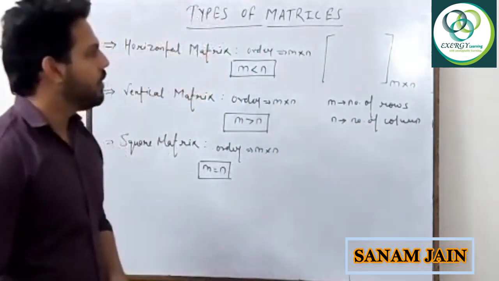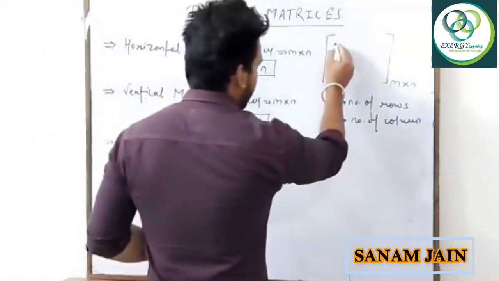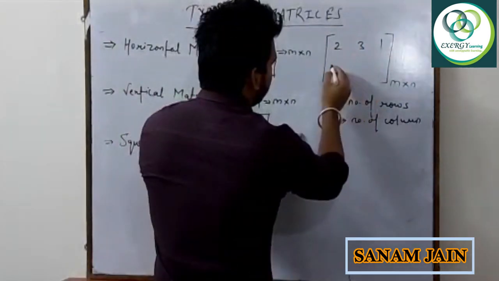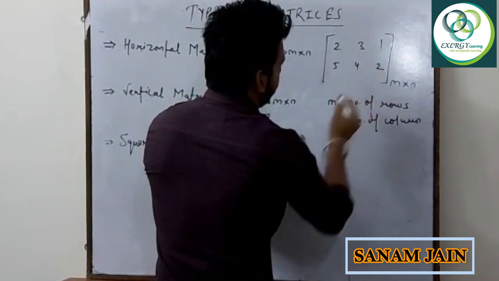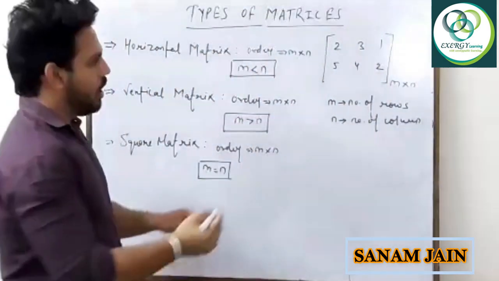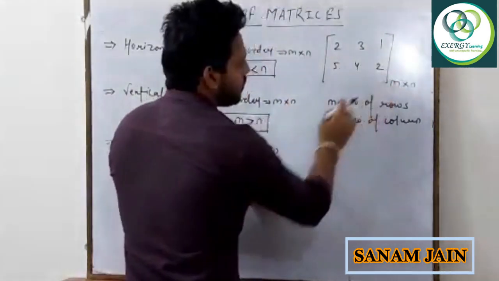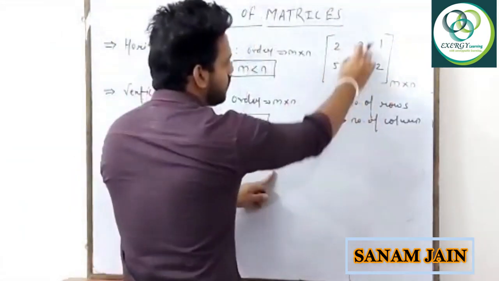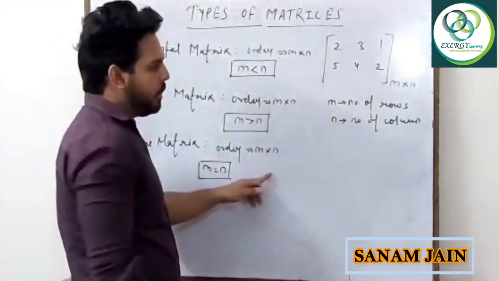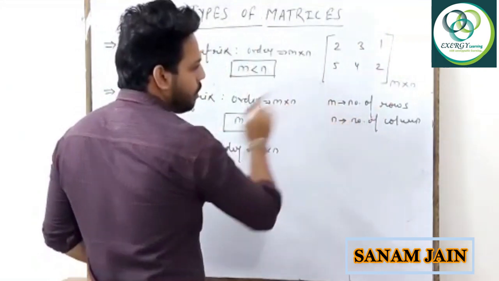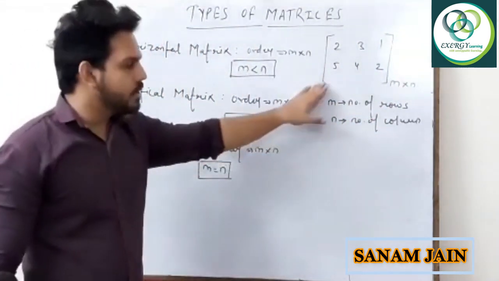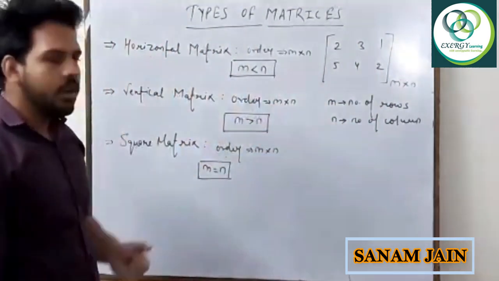Just suppose we are taking one example: 2, 3, 1, 5, 4, 2. Here you can see the number of rows is 2 and the number of columns is 3. So that means the number of rows is less than the number of columns. So this kind of matrix is known as a horizontal matrix.